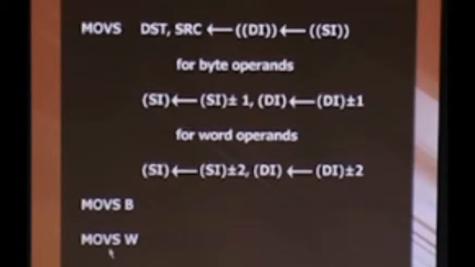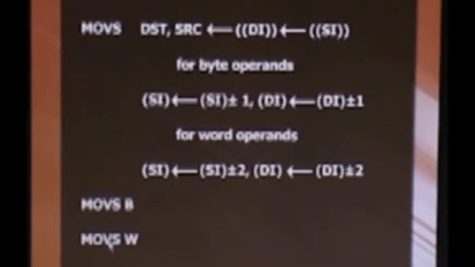The operands are determined by the contents of the SI, DI, DS and ES registers. The source operand address is obtained by the sum of the contents of SI, the source index register, and the contents of DS, the data segment register, multiplied by decimal 16. The address of the destination operand is obtained by the sum of the contents of DI, that is the destination index register, and the contents of ES, that is the extra segment register, multiplied by decimal 16.